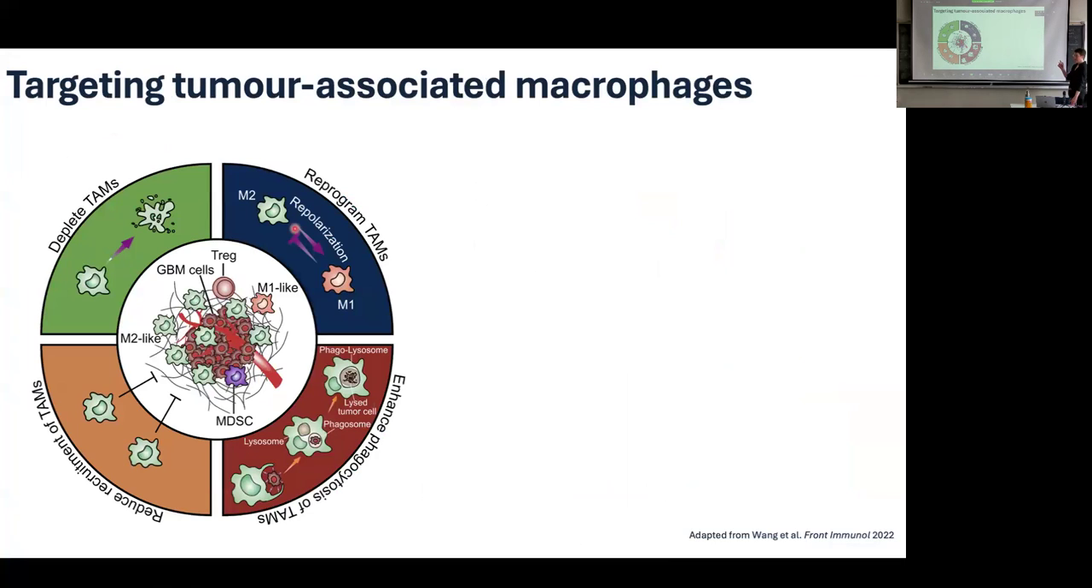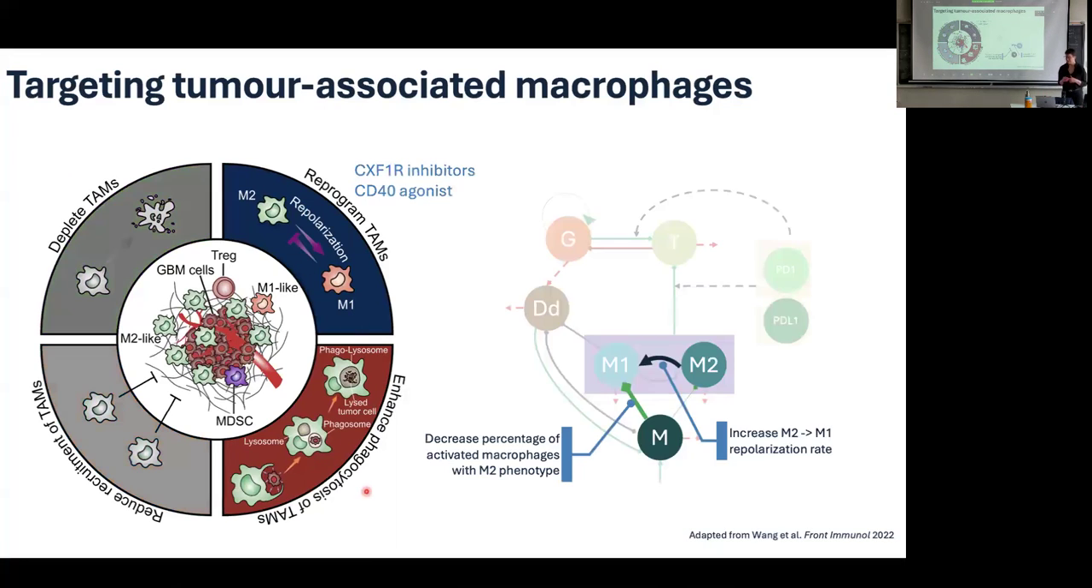Reprogramming macrophages or targeting what are called tumor-associated macrophages is not our idea. This is something that has been talked about before. There are kind of four different ways people think about targeting macrophages. One is the depletion of tumor-associated macrophages. One is to reduce the recruitment. One is to reprogram them, so to do repolarization of M2 to M1, and one is to enhance the phagocytosis of TAMs. So we focused on two primarily.